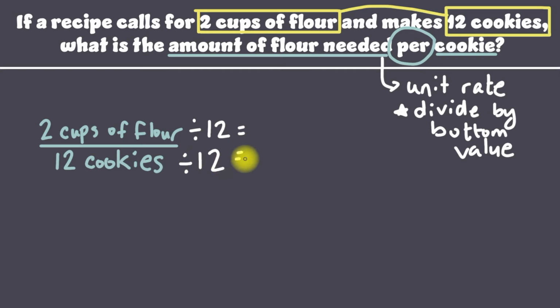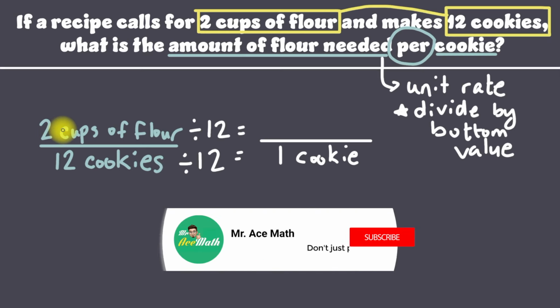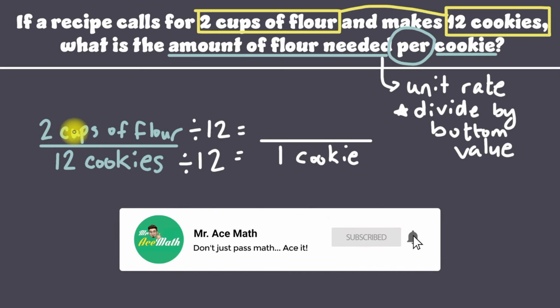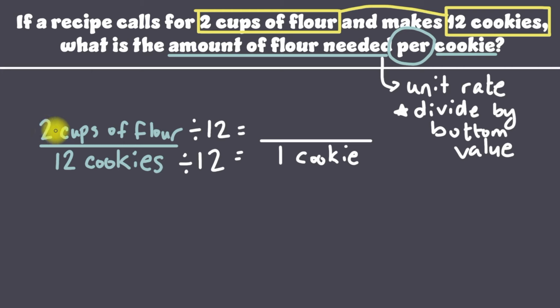12 divided by 12 equals 1. So we've got 1 cookie in the bottom of the rate, which is perfect because that's exactly what we want, per cookie. Then we'll put the fraction line of our rate. Because I know that that's going to be a decimal and a repeating one at that, I'm going to represent it as a fraction. And that would be 2 over 12, which is the same exact thing.